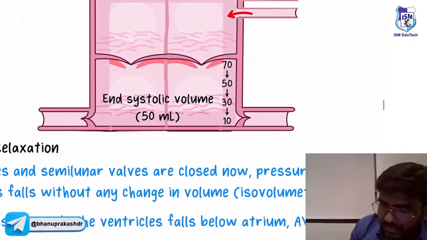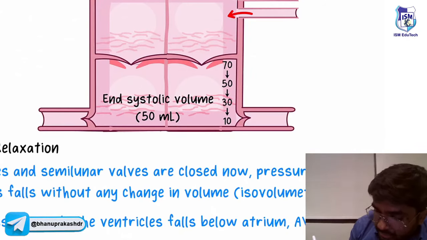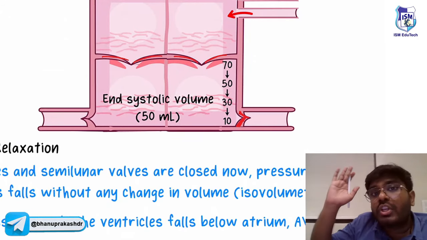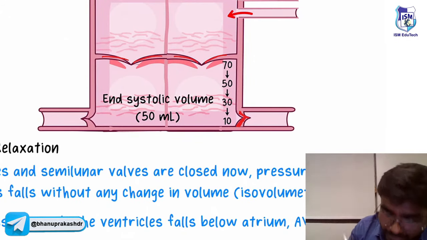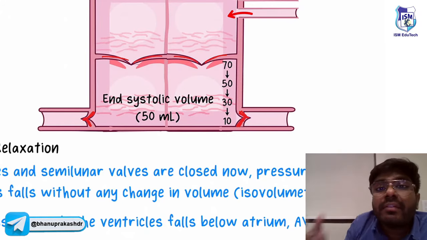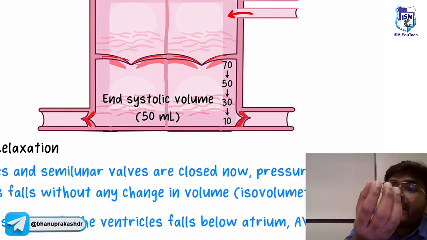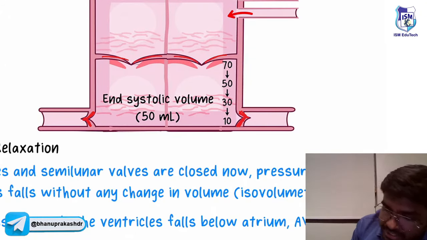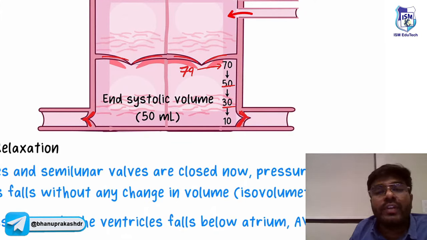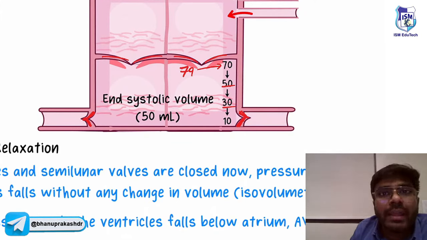Look here. Isovolumetric relaxation. Now the aortic valve is closed. The mitral valve and tricuspid valve were closed long back, at the S1 heart sound. The pulmonic valve is also closed, and the aortic valve is also closed. Now, what is happening? The ventricle is relaxing. Now we are in diastole. The pressure from 79 comes to 70, 50, 30, 20, 10, 5.